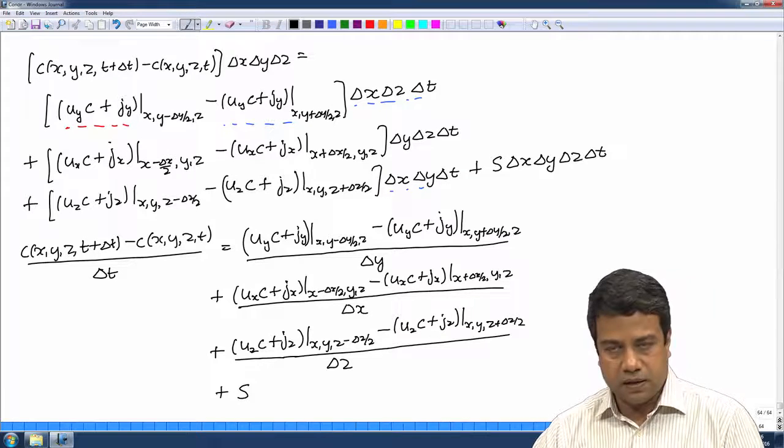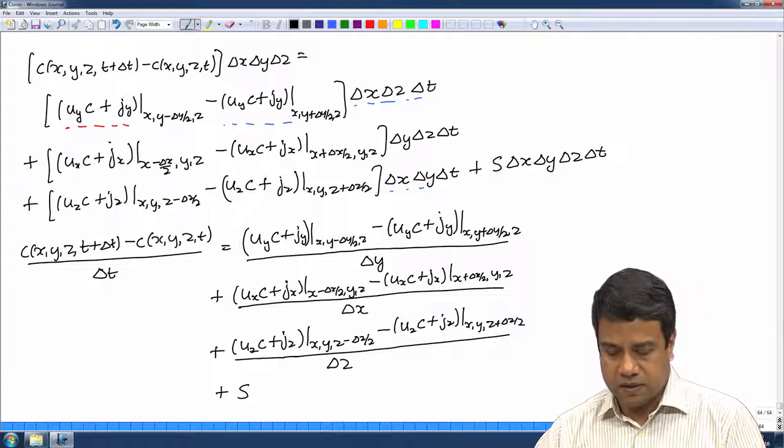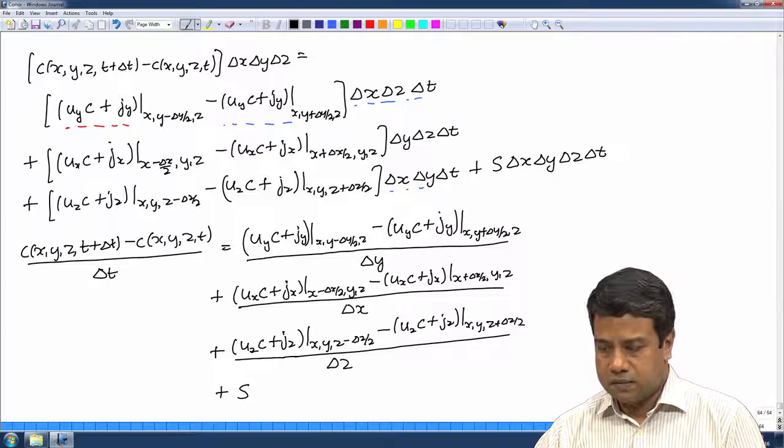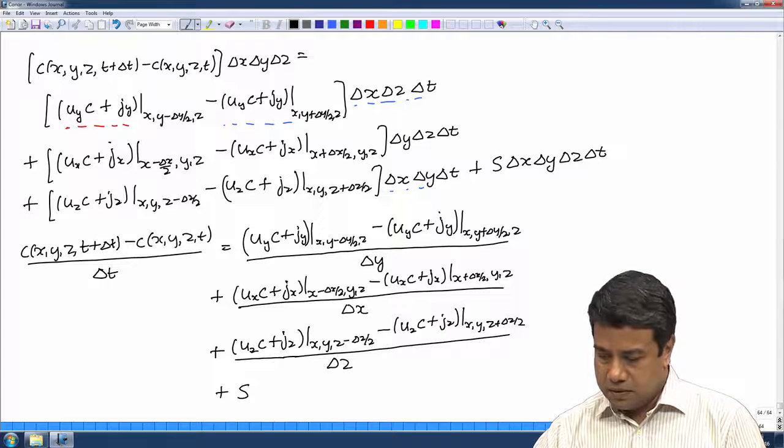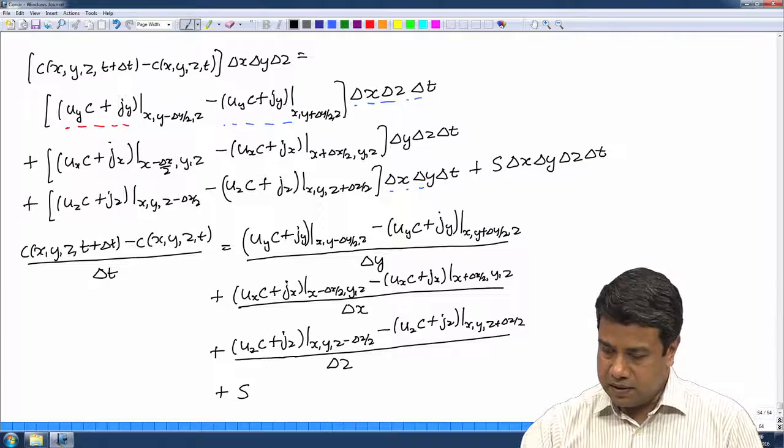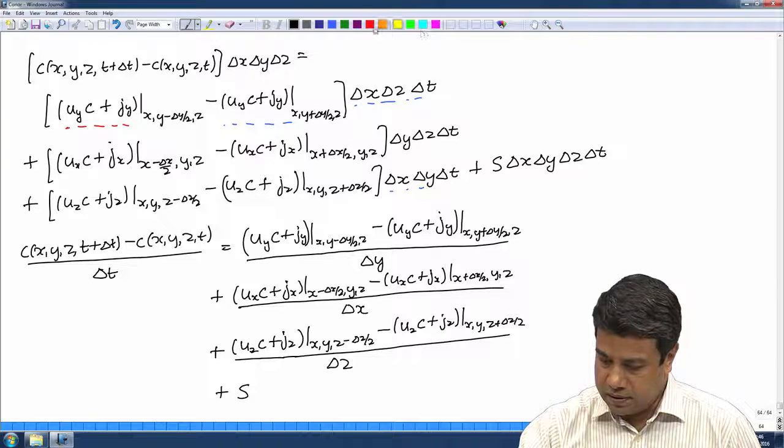Now, I take the limit delta x, delta y, delta z going to 0. So, on the left side I will just get, let me just write it here.